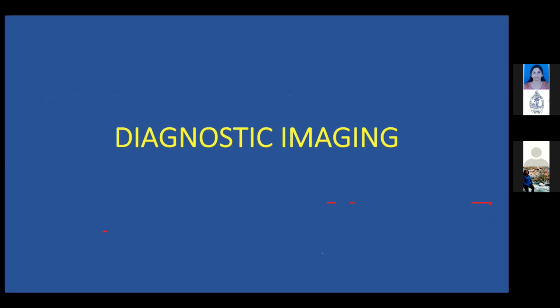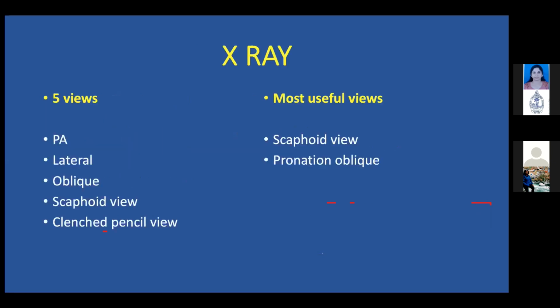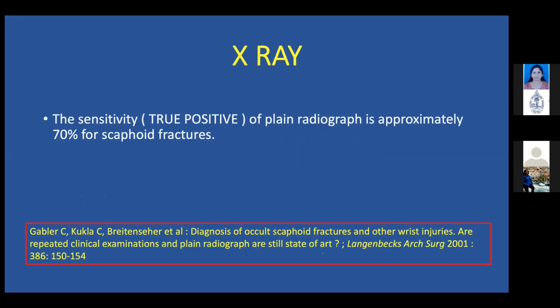Next comes diagnostic imaging. In the X-ray, the standard set is 5 views: PA, lateral, oblique, scaphoid view, and clenched pencil view. If somebody tells you to take just 2 views for the scaphoid, then you should go for the scaphoid view and the pronation oblique view. These are the 2 most useful views.